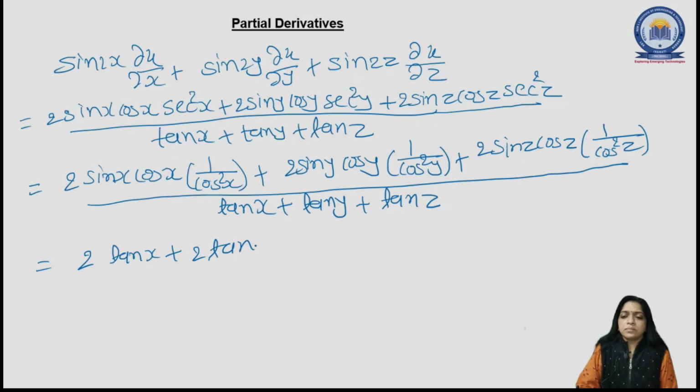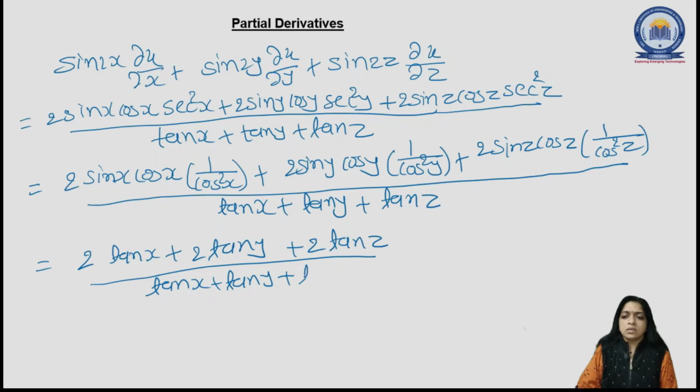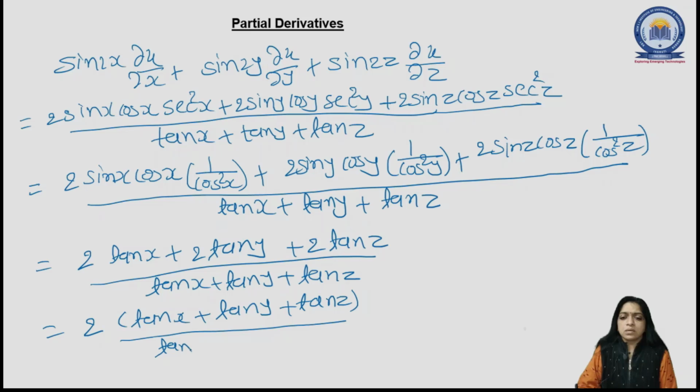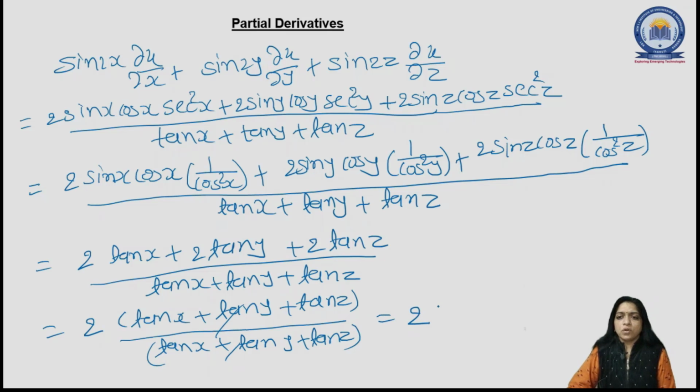Here 2 tan y, and the last one is 2 tan z, upon tan x plus tan y plus tan z. So if I keep 2 common, then 2, and the remaining bracket is tan x plus tan y plus tan z, and the same in the denominator, that is tan x plus tan y plus tan z. So both will be cancelled out, and our answer is 2, which we want to prove.